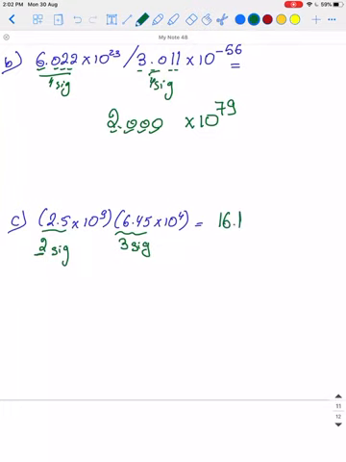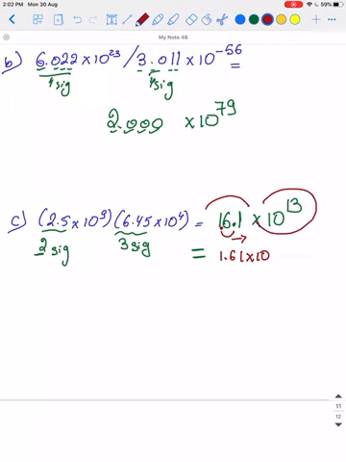If I do the calculation on the calculator, the answer is 16.1 times 10 to the power 13. This is not in scientific notation. This is the original decimal. I want it here because I want to change it to a number between 1 and 10 multiplied by a power of 10. So it displaced 1 time to the right, so the power should be positive.